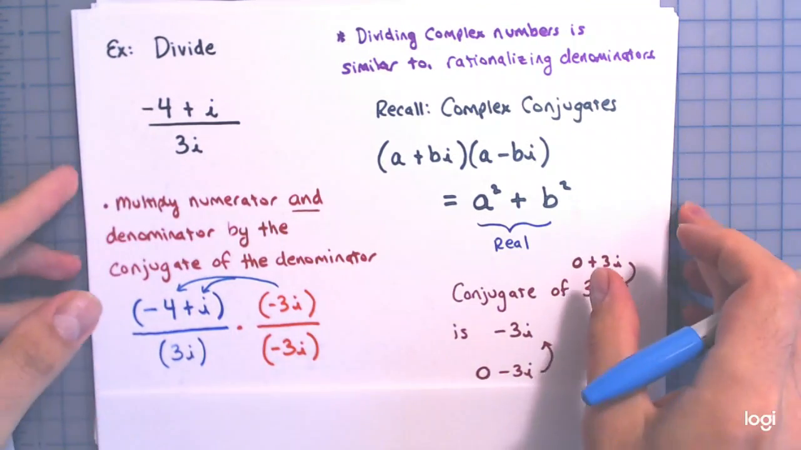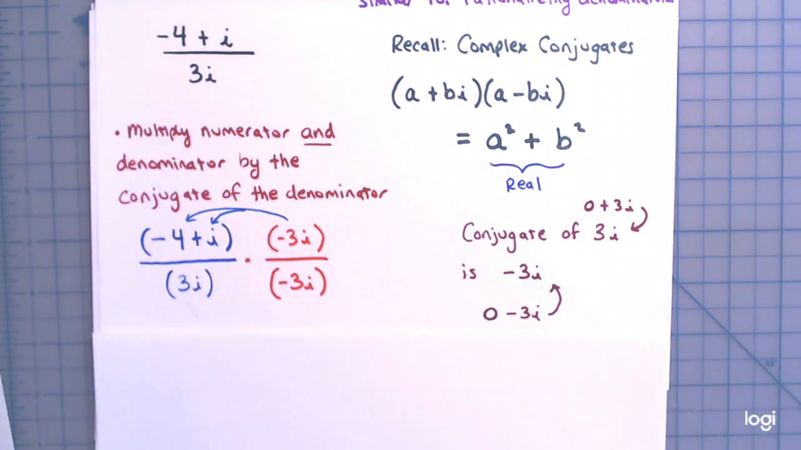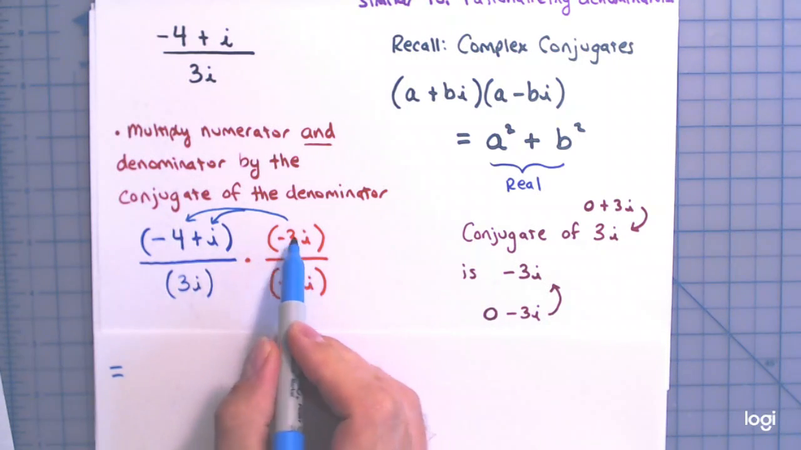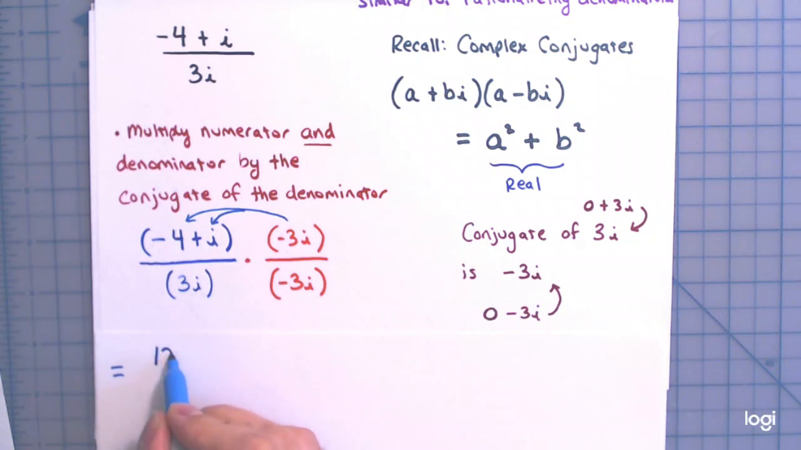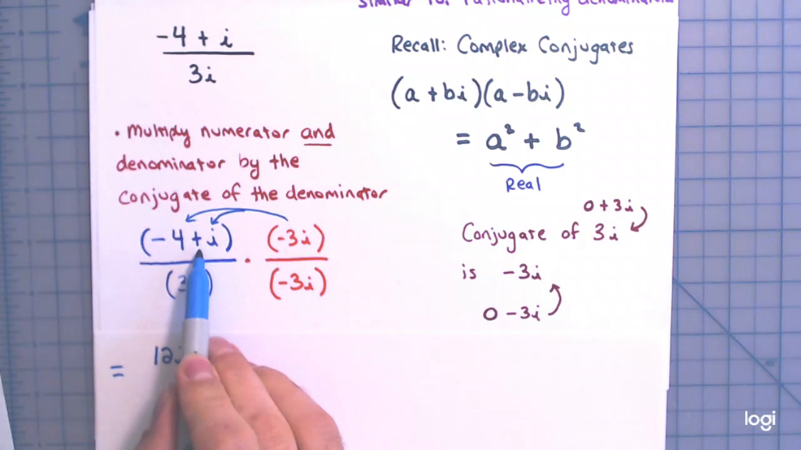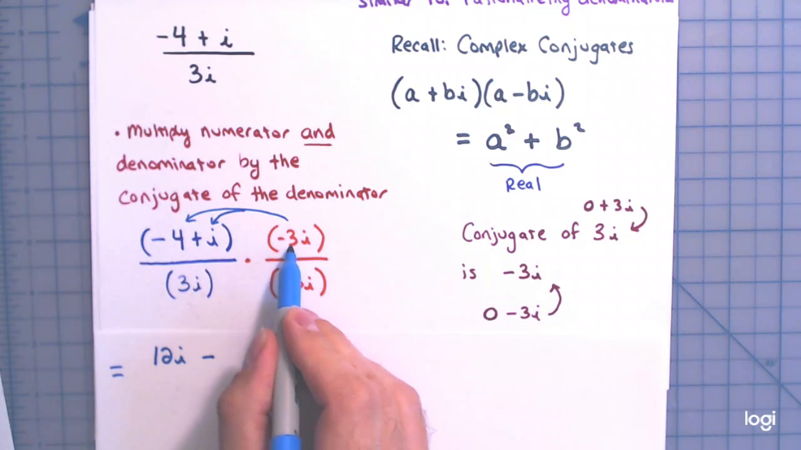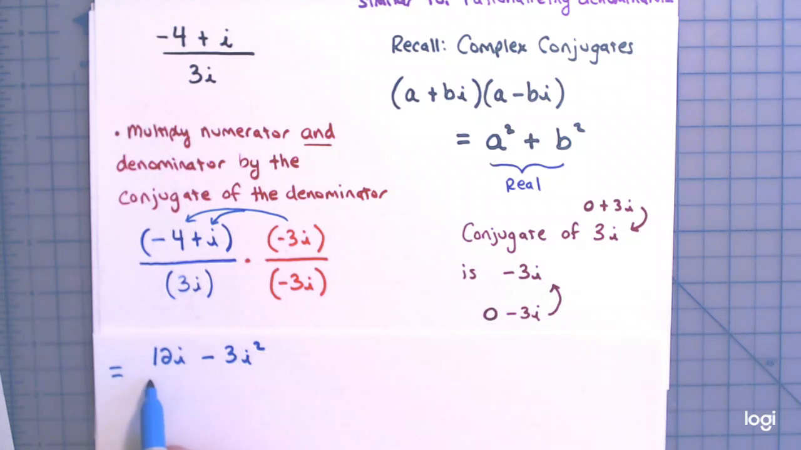So in the numerator I have the following. Let's pull this up a little bit. So this is equal to, the numerator, negative 3i times negative 4. Negative times negative, that'd be positive 12i. And then negative 3i times positive i. So negative times positive would be negative, and 3i times i would be 3i squared. Right?